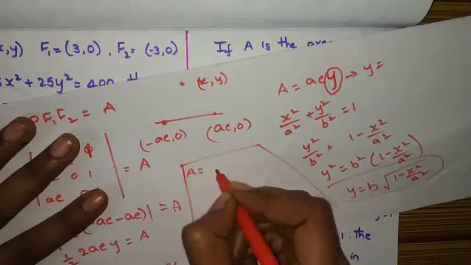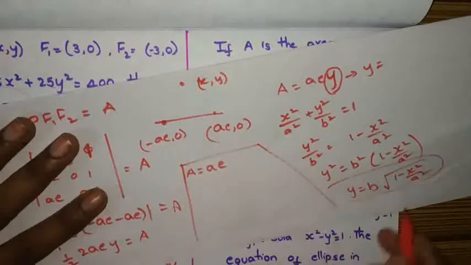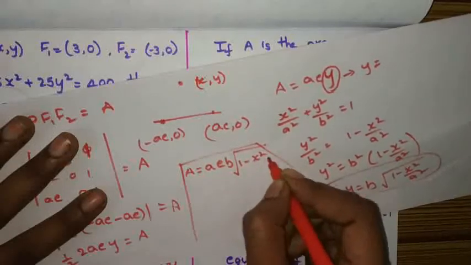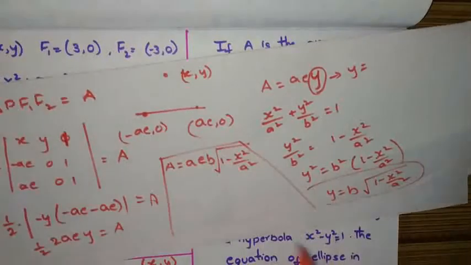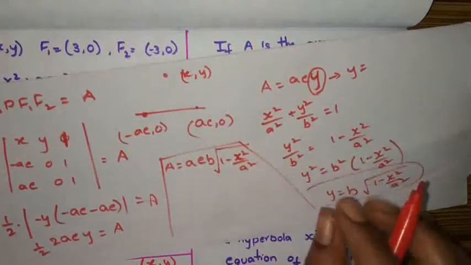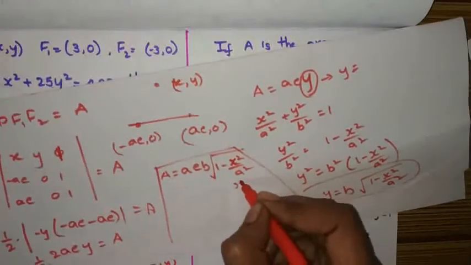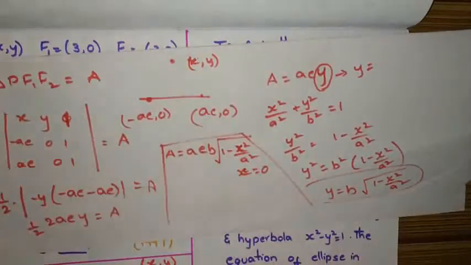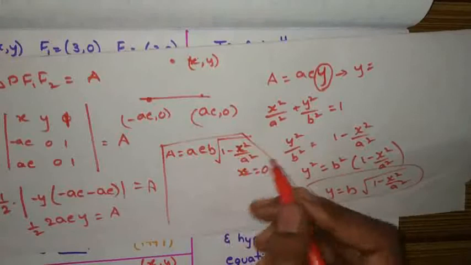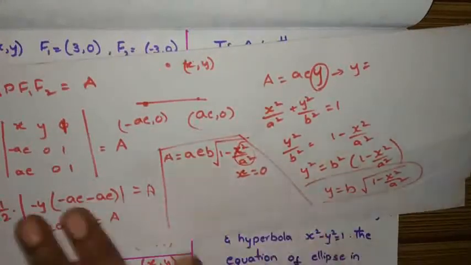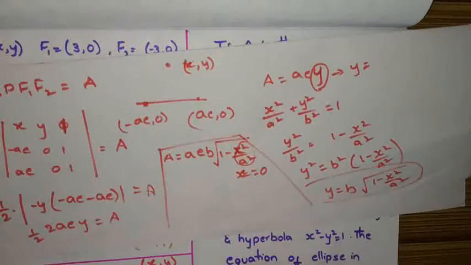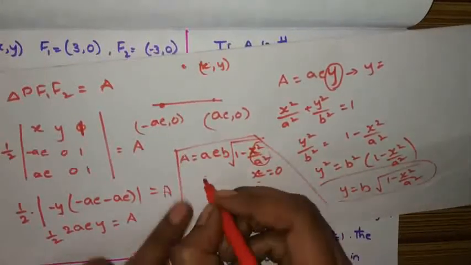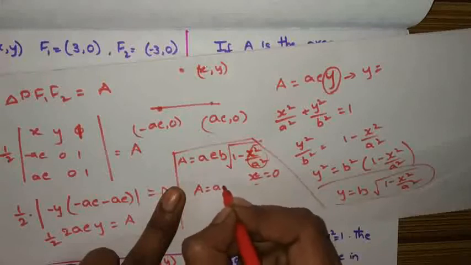Area is equal to a into e into b into square root of 1 minus x squared by a squared. Suppose you put x equal to 0, then you will get the area value maximum. If you put x equal to a, this entire value becomes 1 minus 1, and you will not get that. You will get 0 value.